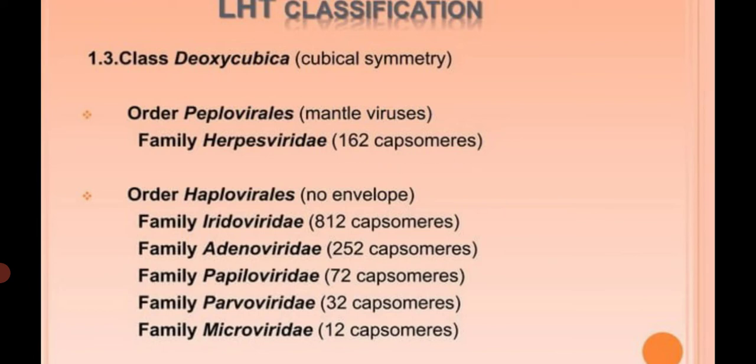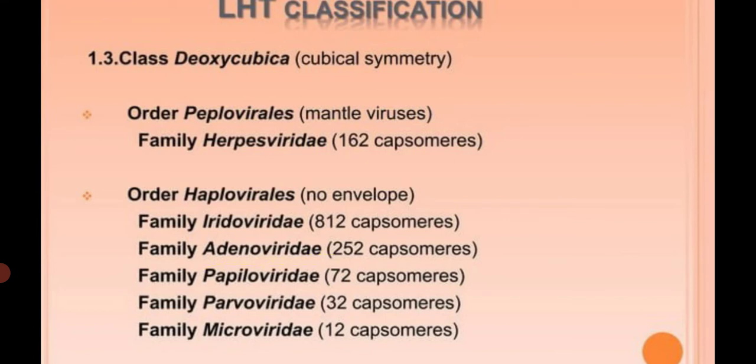Then the order Haplovirales contains naked viruses, and it is further subdivided into 5 different families. The family Iridoviridae, the capsid of viruses under this family contains 812 capsomers, and these are also called insect viruses. The next family, that is Adenoviridae.